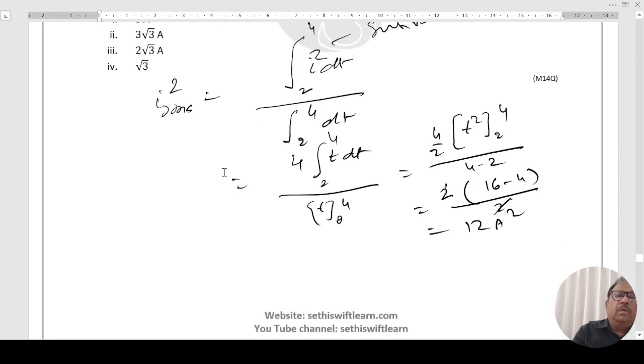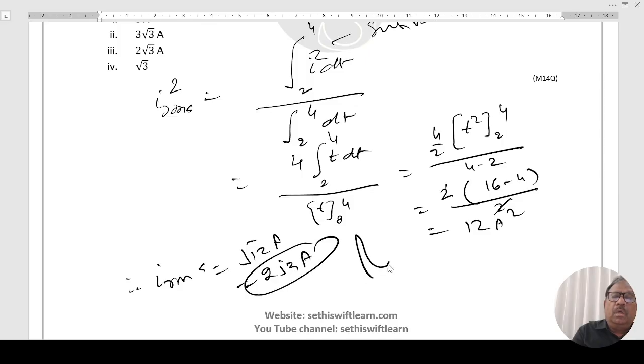Therefore, I RMS equal to under root 12 ampere. That is 2 root 3 ampere. This is the answer. Option 3 is correct.